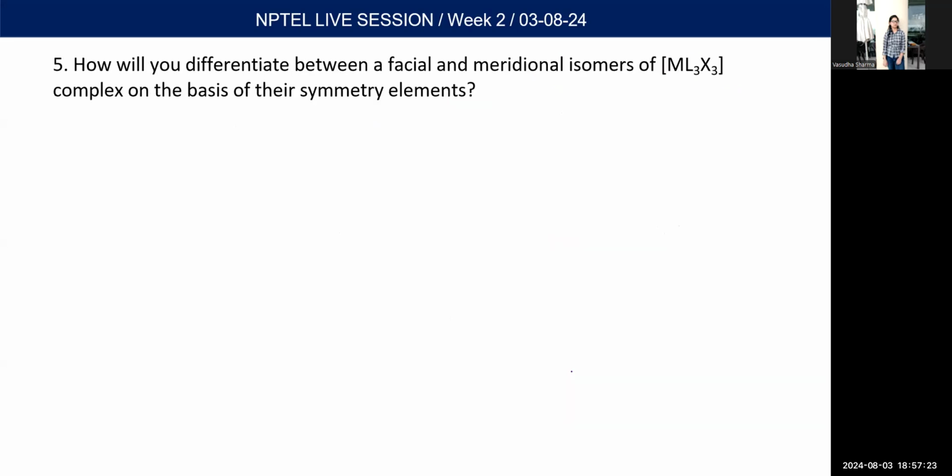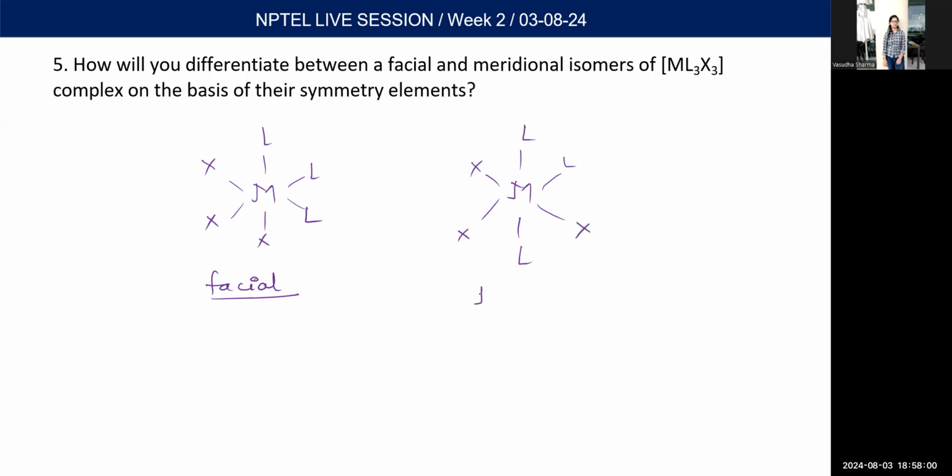Now moving ahead, we have another question, which is how will you differentiate between the facial and the meridional isomers of ML3X3 based on the symmetry elements? So firstly, we will understand what the meridional and facial isomers are. If L is one type of ligand and X is another type of ligand, and you have all the L in one direction, this kind of scenario is your facial isomer. And if after 2, there is in between an X, that is a meridional isomer.